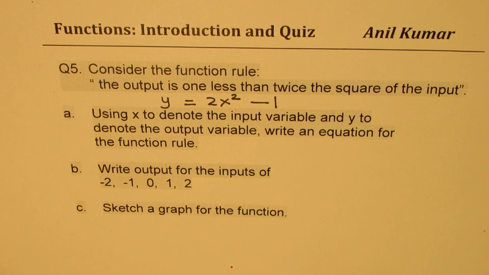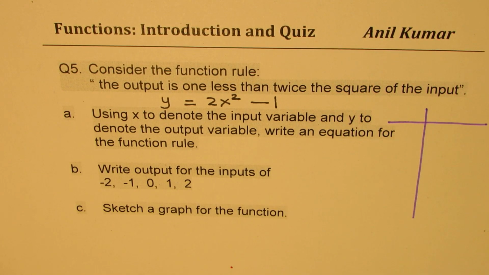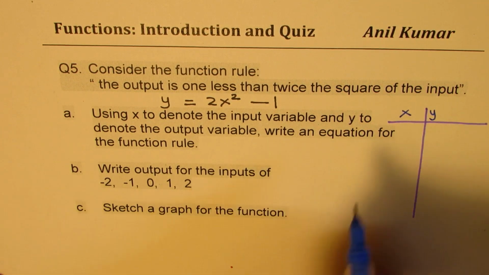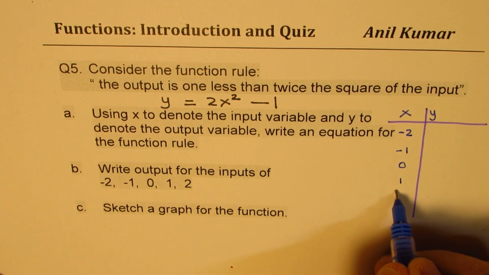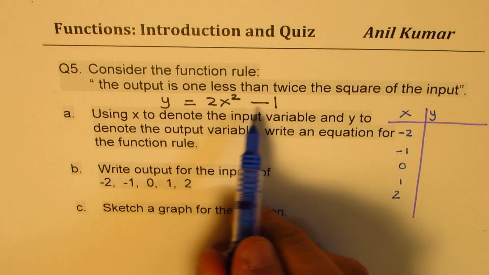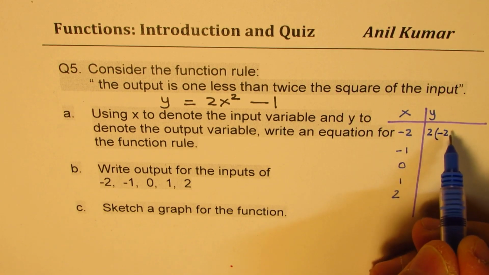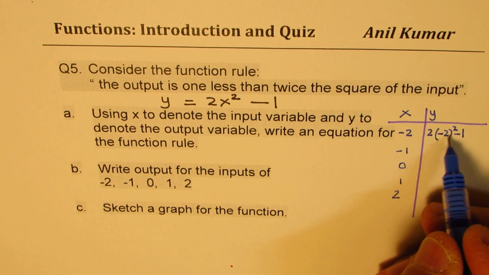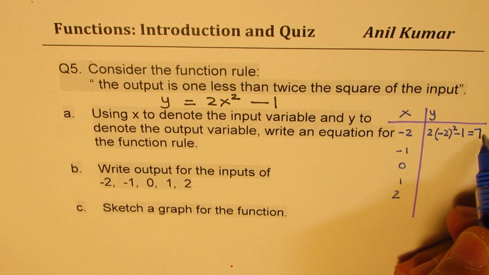So let's make a table here to answer part B. In a table, we'll have x and y values. The x values are the inputs for us. The y values are the outputs. Now x is taken as -2, -1, 0, 1 and 2. And y is 2 times x squared minus 1. So we'll write here 2 times, x is -2, so -2 squared minus 1. And calculate. So that is 4, right? 2 squared is 4. 4 times 2 is 8. 8 minus 1 is 7. So we get 7 here.